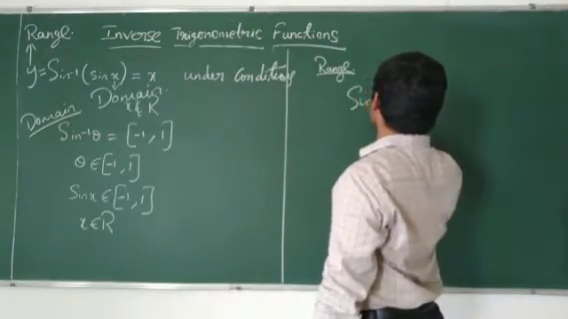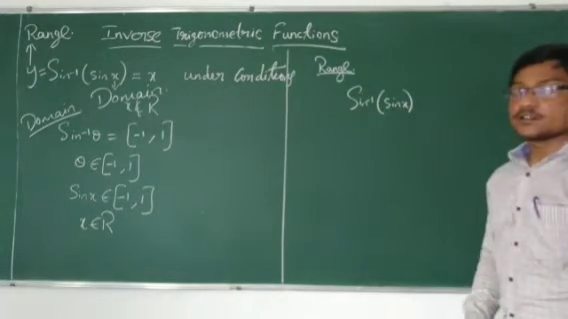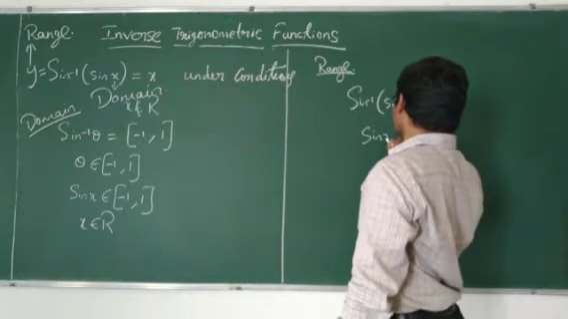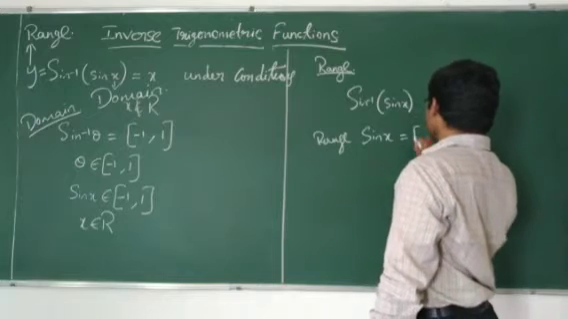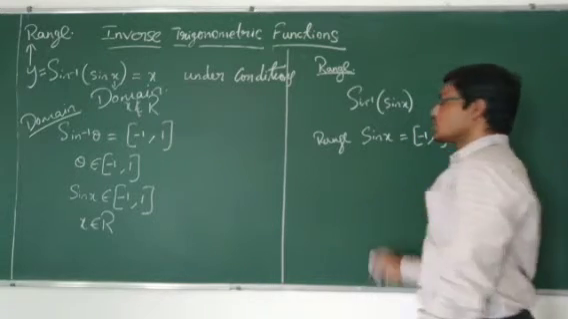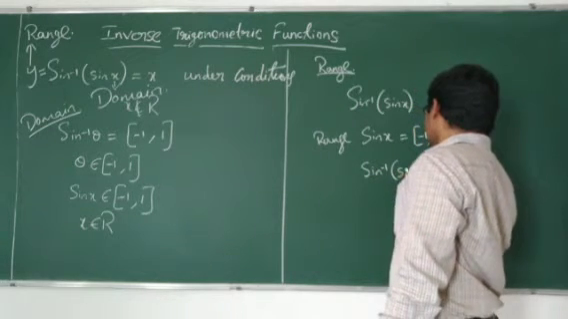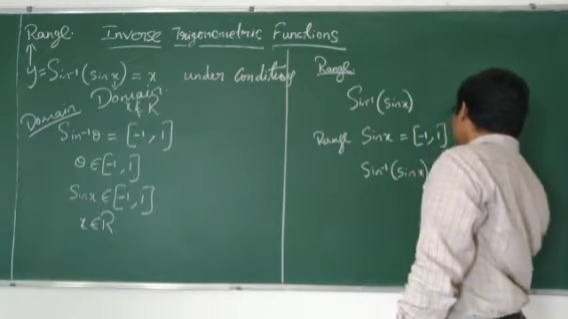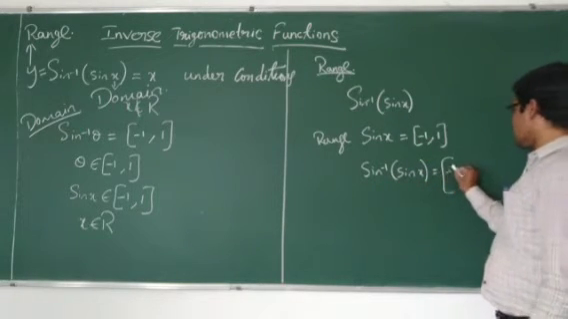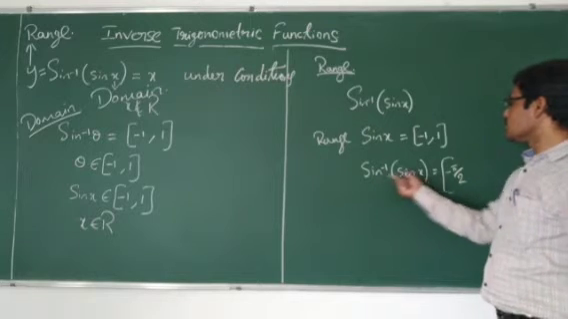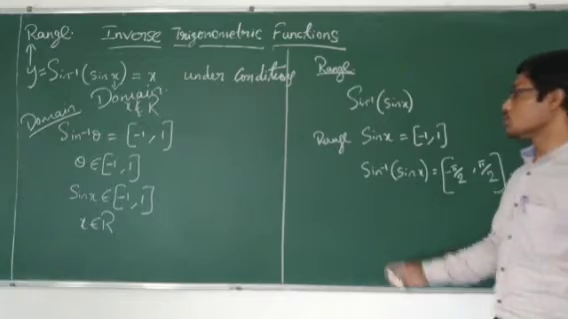Sin inverse of sin x. What is the range of sin x? The range of sin x is minus 1 to 1. If you take sin inverse of this, sin inverse of sin x will be equal to sin inverse of minus 1, which is minus pi by 2. Sin inverse of 1 is equal to pi by 2. So this is the range.